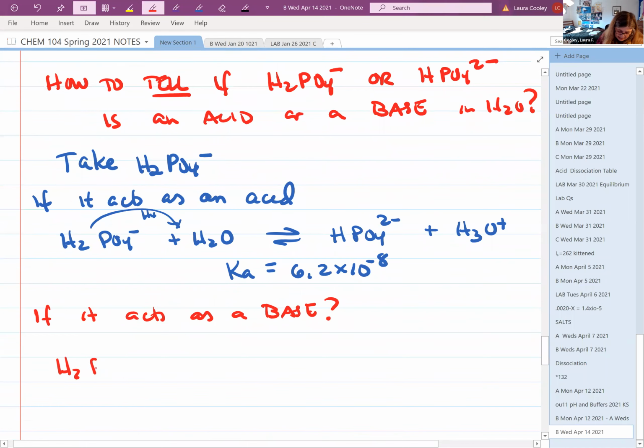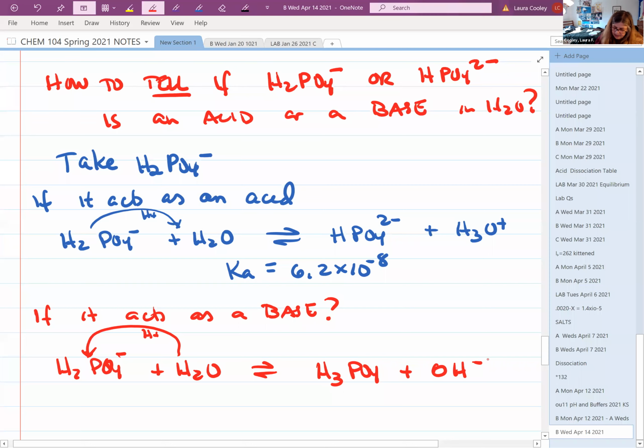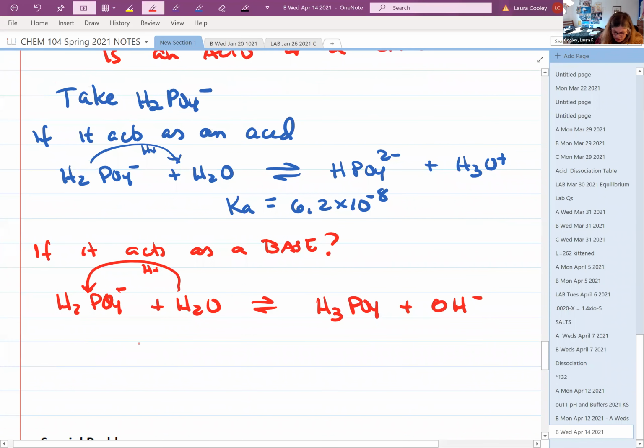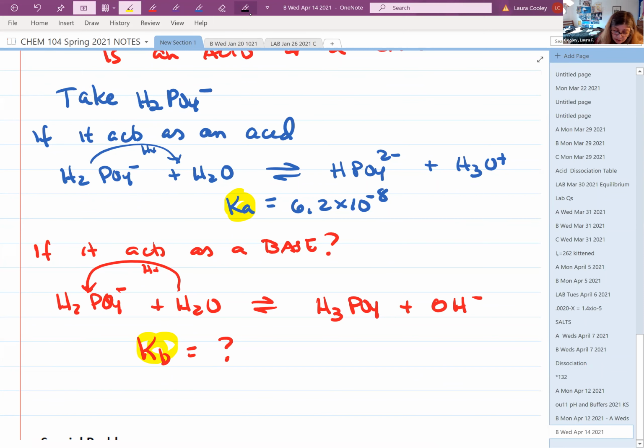If it acts as a base, it'll accept a proton from water and form H3PO4 and hydroxide. So the question is, what is the Kb equal to for this? Because what you have to do is compare the Ka for if it acts as an acid to the Kb for if it acts as a base. And the one that's larger wins, okay? Whichever is larger, that's what it's going to be.